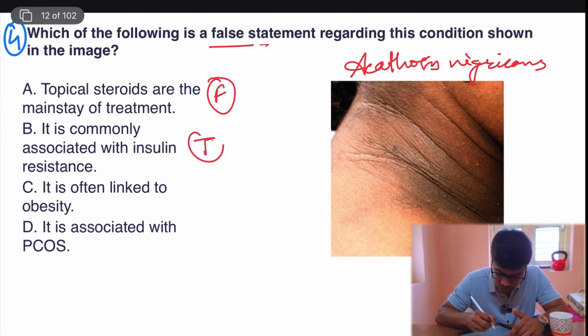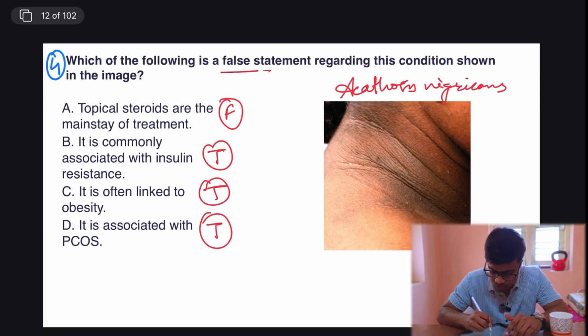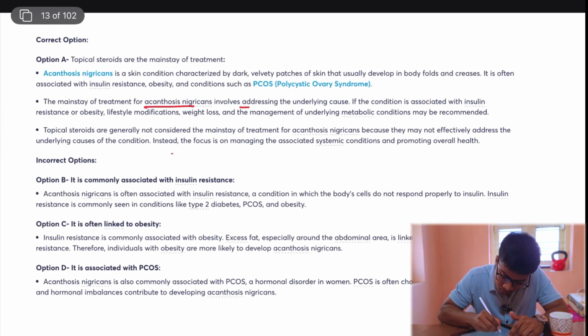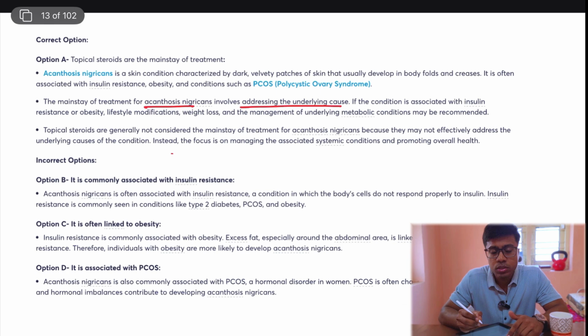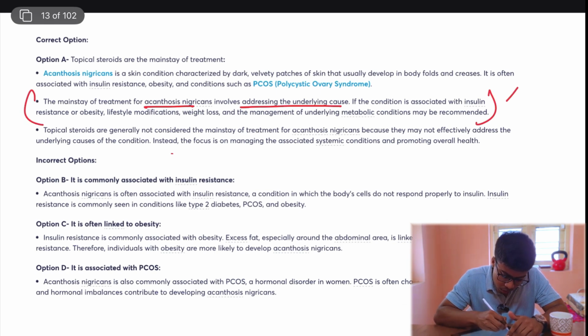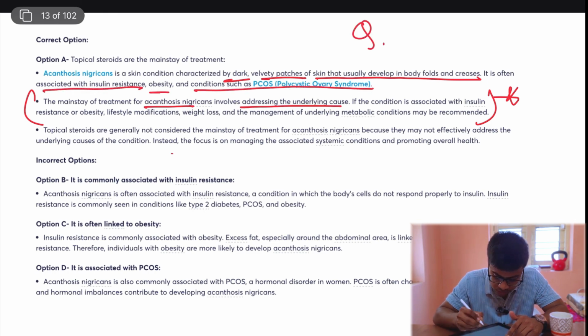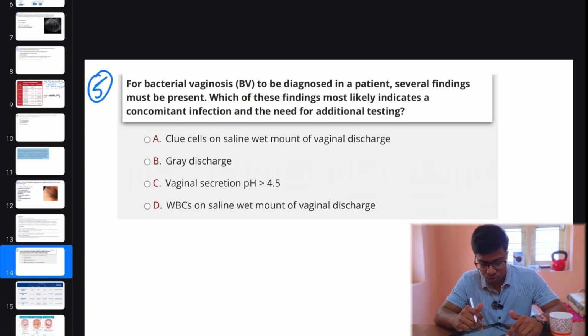It is commonly associated with insulin resistance. Yes, it is. It is often linked to obesity. Yes, true, it is. It is associated with PCOS. Yes, it is. So in acanthosis nigricans, the mainstay of treatment involves addressing the underlying cause. So in this case, we just treat the underlying cause and the disease will get okay. So that's the important thing. Mainstay of treatment is this. The condition is dark velvety patches of skin that usually develop in body folds and creases. It's often associated with insulin resistance, obesity, and conditions like PCOS. So this is one more question done. This is a very high-yield question recently asked.